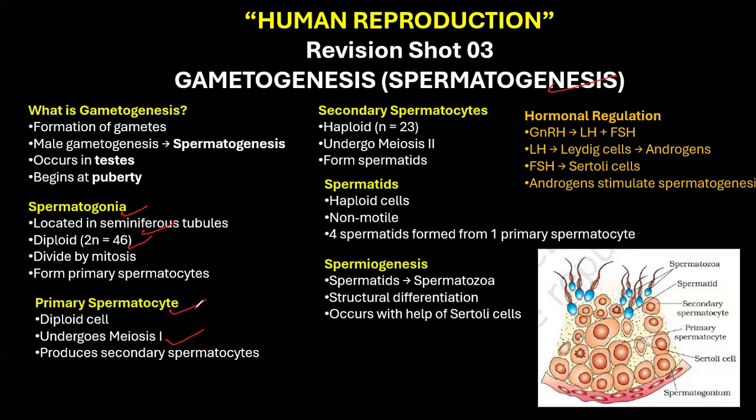Now they will undergo meiosis 1. Meiosis 1 is a reduction division. Each primary spermatocyte undergoes the first meiotic division, producing 2 secondary spermatocytes. These cells are now haploid, that means chromosome number is 23. In meiosis 2, each secondary spermatocyte undergoes the second meiotic division, resulting in 4 spermatids. Each spermatid has chromosome number 23, that means they are haploid.